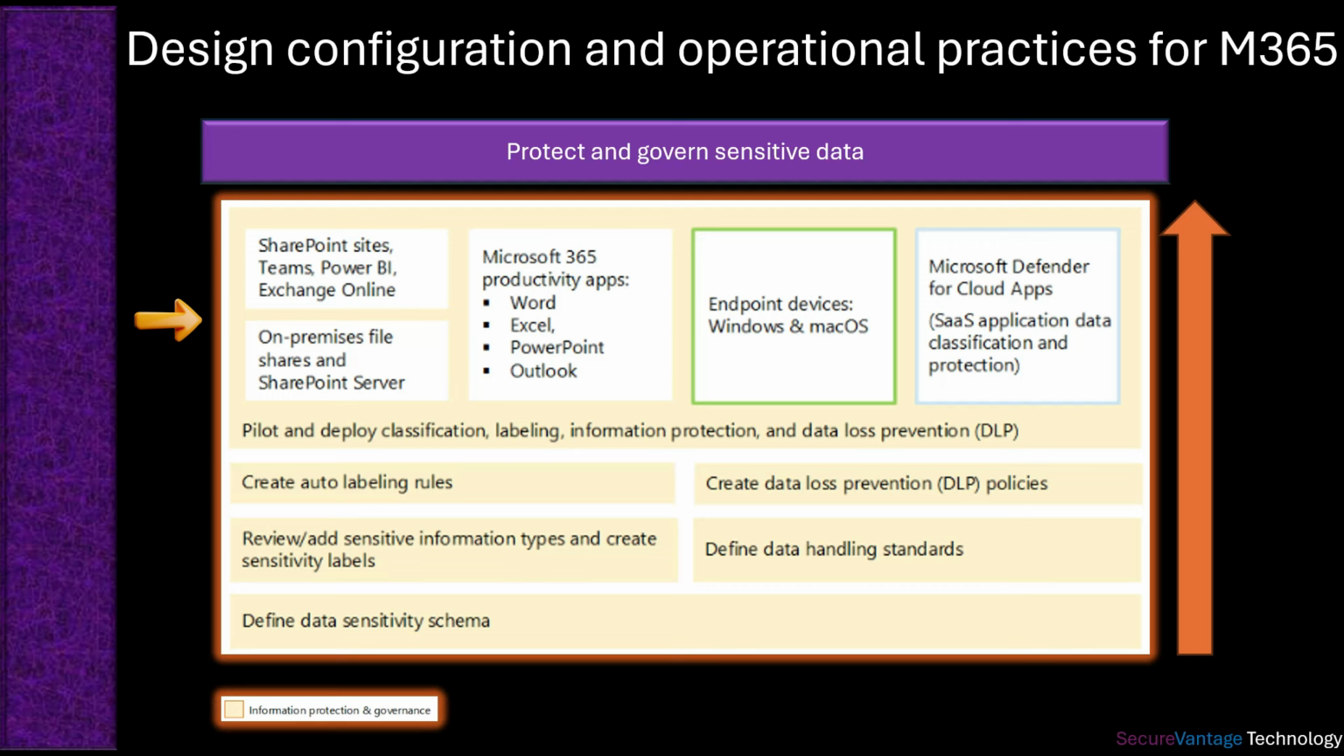Before full-scale deployment, it's important to pilot these capabilities to ensure they are working as expected and to fine-tune them. You should choose a representative group of users or departments to pilot the classification, labeling, information protection, and DLP policies. You then gather feedback from the pilot group on the usability and effectiveness of the policies. Monitor for any operational impact or disruption. Make necessary adjustments to the policies based on pilot feedback, such as refining auto-labeling rules or tweaking DLP thresholds.